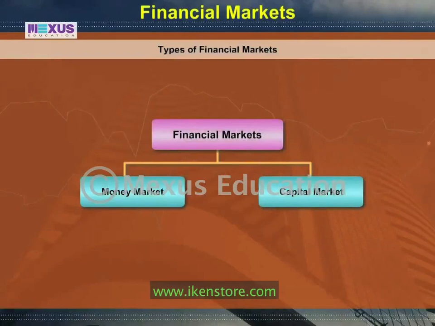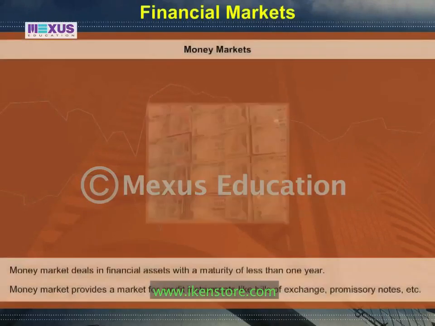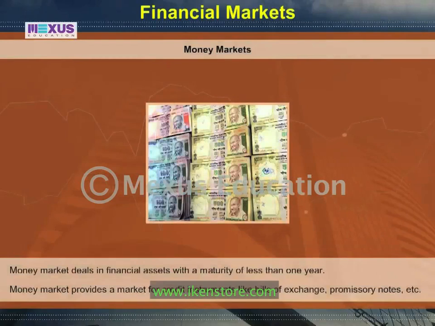Types of financial markets. A financial market consists of two major segments: money market and capital market. Money market. A market that deals in financial assets with a maturity of less than 1 year is known as money market.